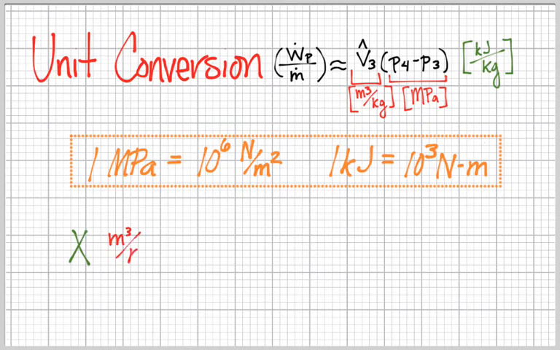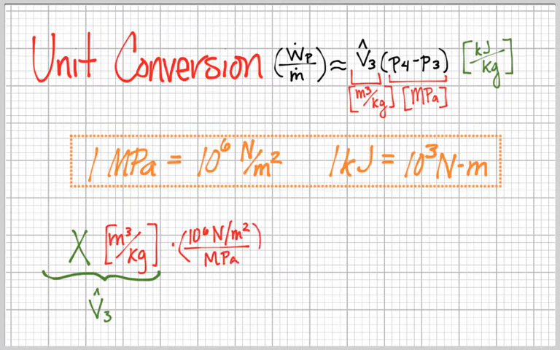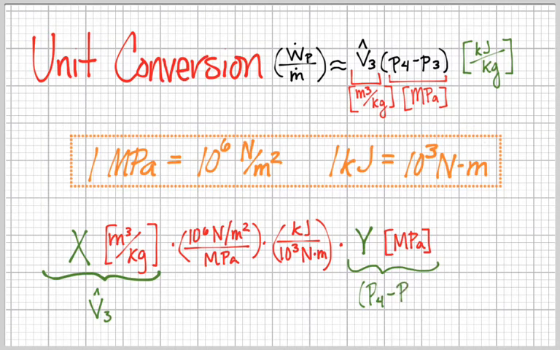Now, if I have some volumetric value in units of meters cubed per kilogram, and that's for state 3, I'm going to need to multiply in a unit conversion of 10 to the 6th newtons per meter squared per megapascal. I'm basically taking the equation, the yellow equation on the left, and turning it into a ratio for unit conversion. I'm going to multiply the unit conversion for kilojoules related to 10 to the 3rd newton meters next. Then I'm going to multiply those two conversions times my pressure value of megapascals.